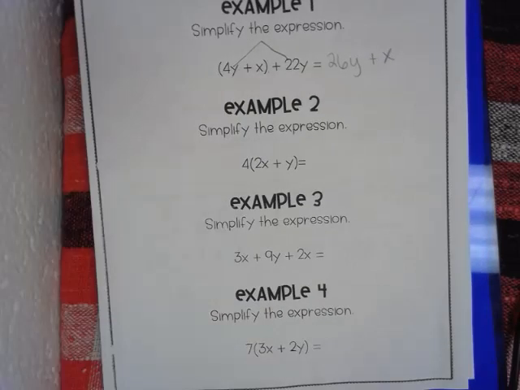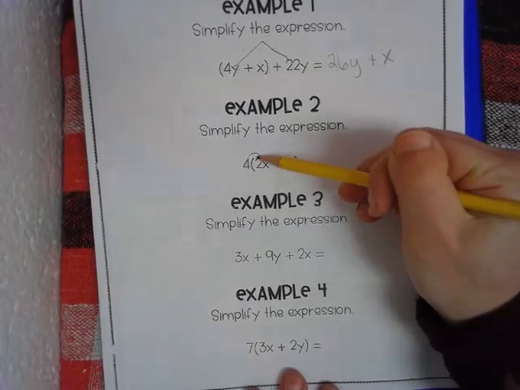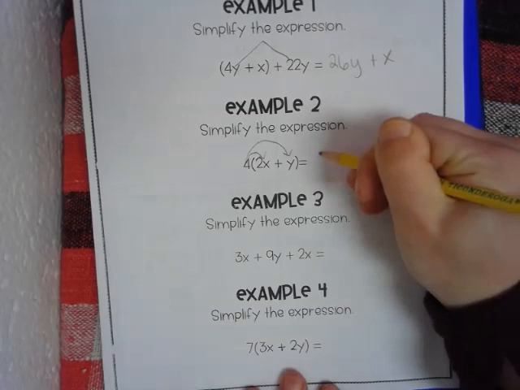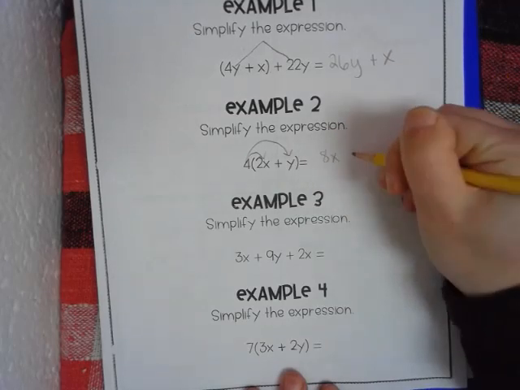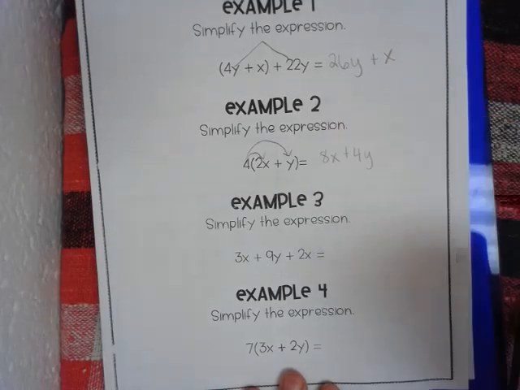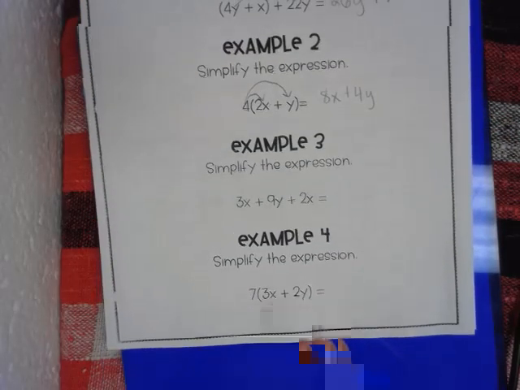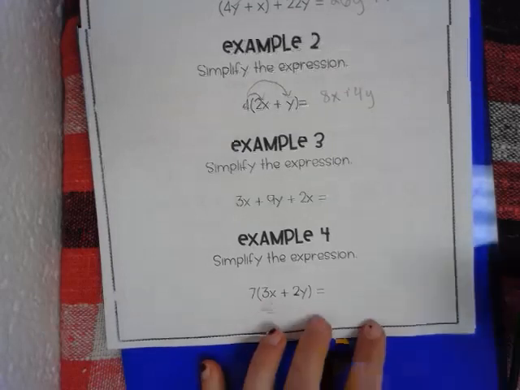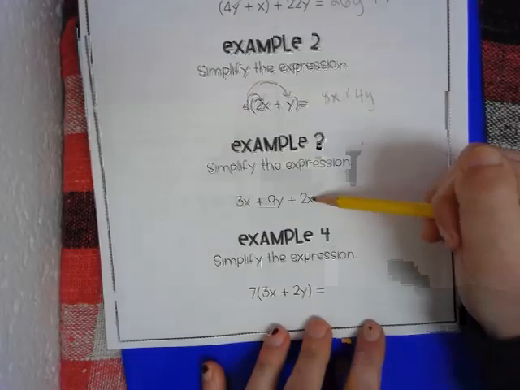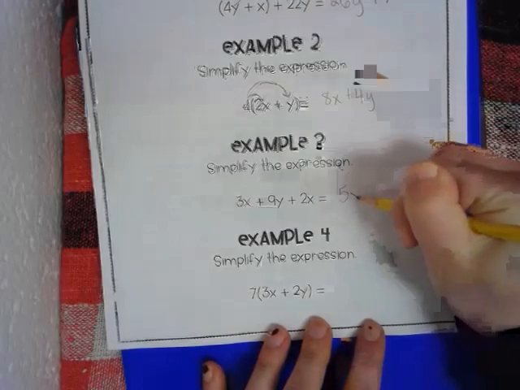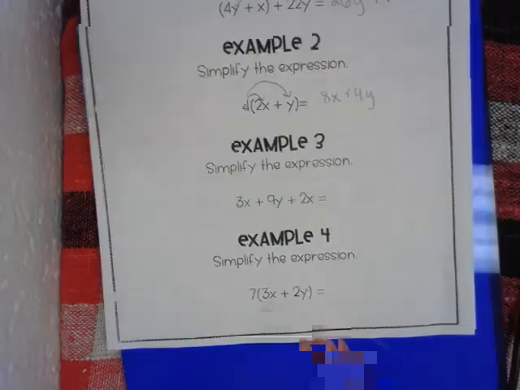Okay, we're going to use the distributive property in example 2. So 4 times 2x and 4 times y. So 4 times 2x is 8x, and 4 times y is 4y. Again, those are different variables, so I cannot combine them. Example 3, 3x plus 9y plus 2x. Okay, the 3x and the 2x contain x's, so I can combine those, and 3 plus 2 is 5x, and then I have that 9y.